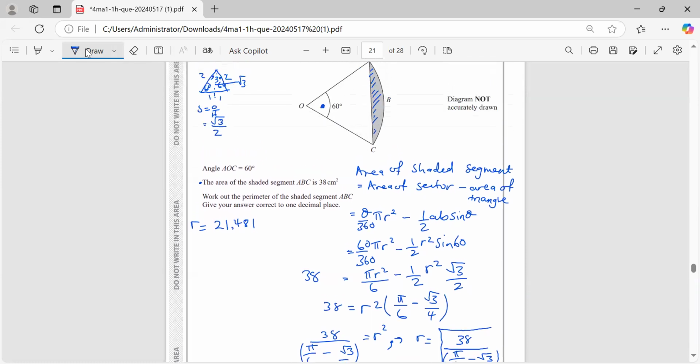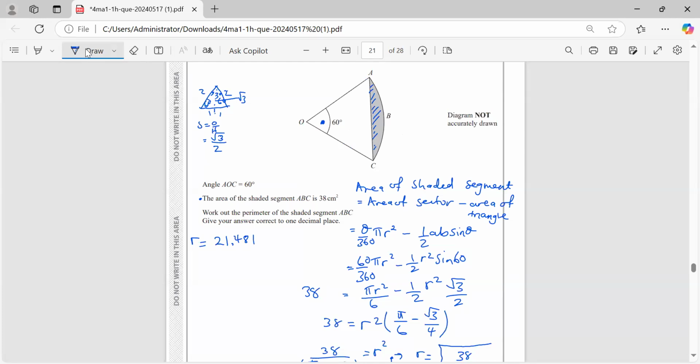So you now know that this is 21.481, this is also 21.481, and this length AC is also 21.481. But you need to find arc AC.